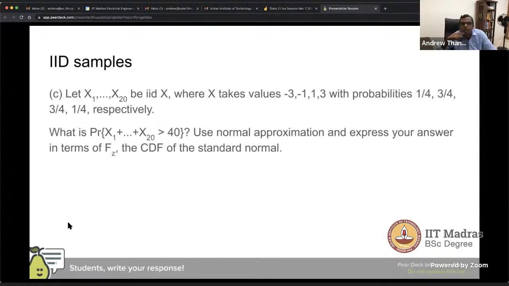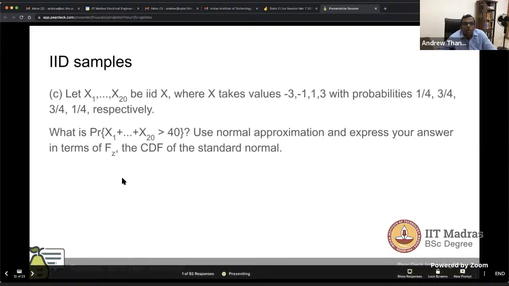So let's see, if you use the normal approximation, you can express this probability in terms of Φ, which is the CDF of the standard normal. What would be this probability expressed in terms of Φ?